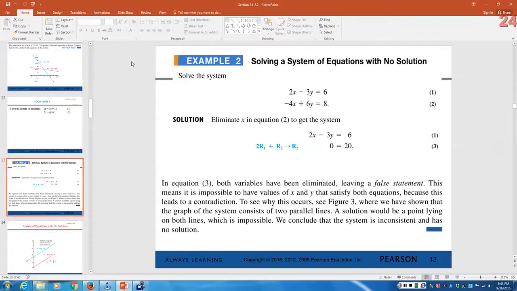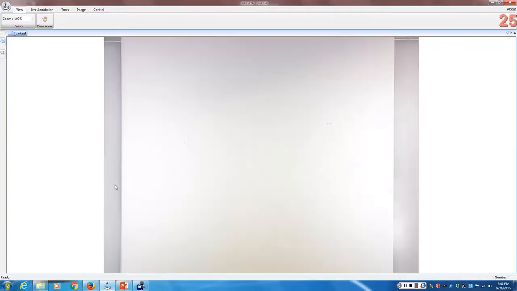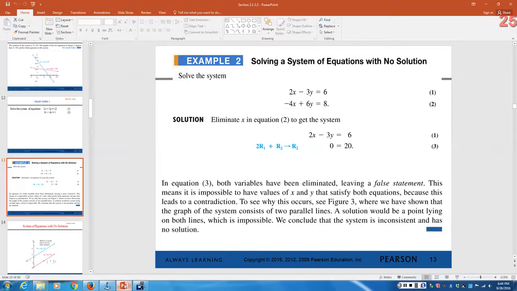Now, it is also possible to have a system of equations that has no solution. And what would happen if this happened to us is that we would have a system like this one, where we have 2x minus 3y equals 6 and negative 4x plus 6y equals 8. And if we took 2 times row 1 and added it to row 2 and used it to replace row 2, I need to write down the problem first though, to give you a little more detail.